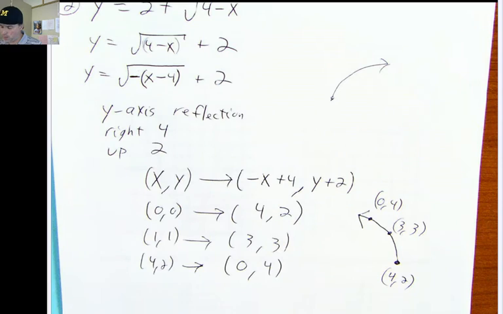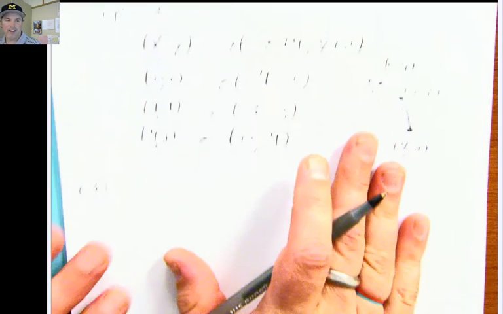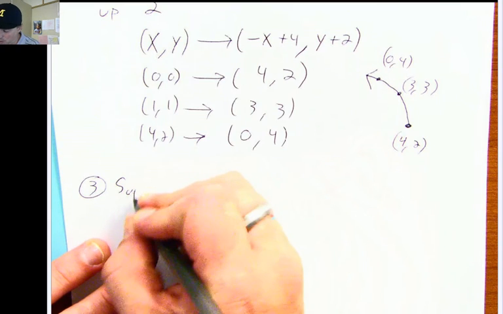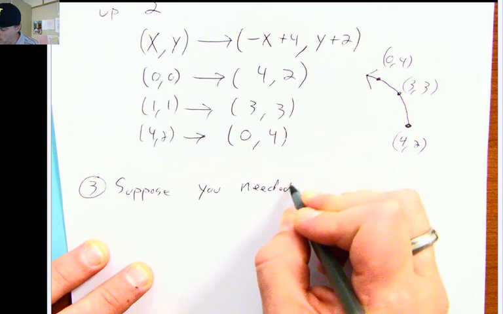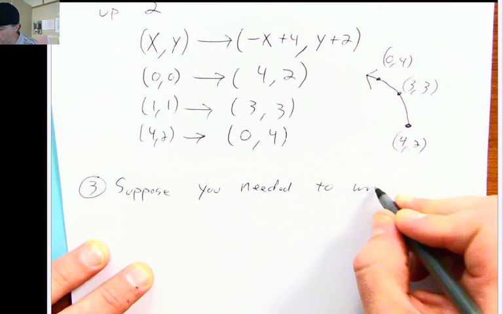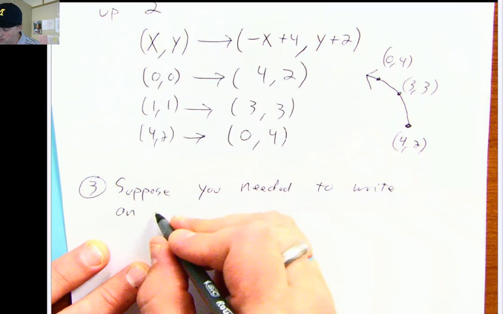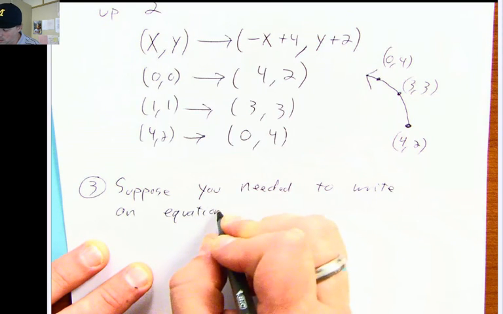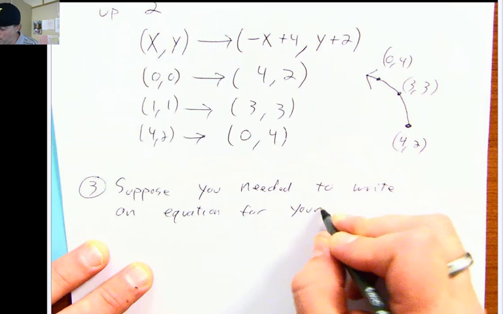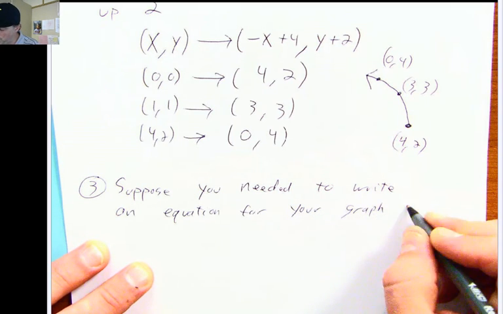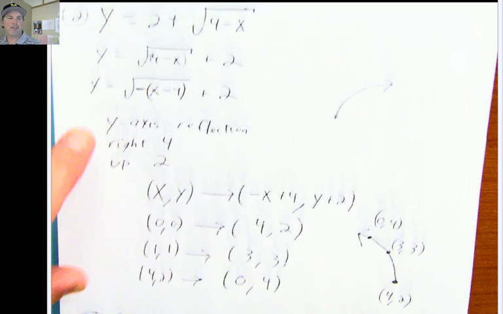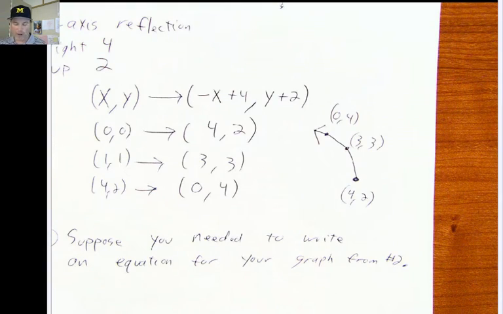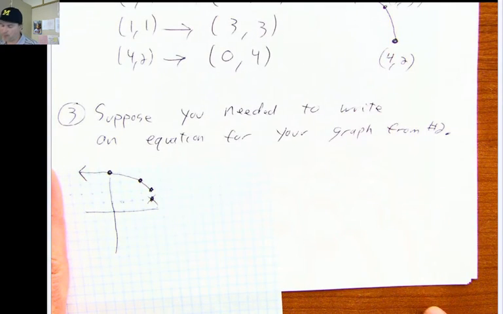Okay, number 3. Backwards problem. So suppose you needed to write an equation for your graph from number 2. So instead of being given the equation and being told to graph it, what if you were given this graph and you needed to write an equation for it?